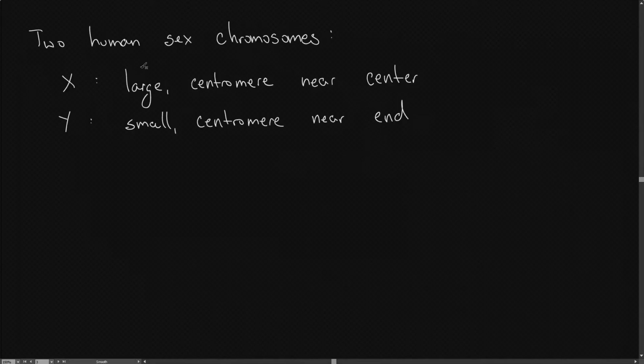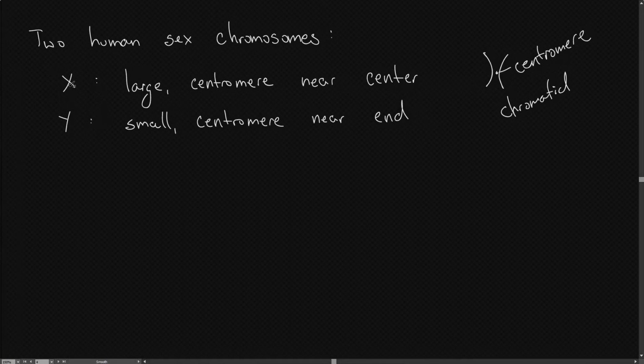The two human sex chromosomes that we have are the X and the Y. The X is large and has a centromere near the center, and the Y is very small. It has its centromere near the end. When we draw a chromosome, here in this characteristic X shape, we'll see that there are these two branches. These are the chromatids, as well as the centromere in the center.